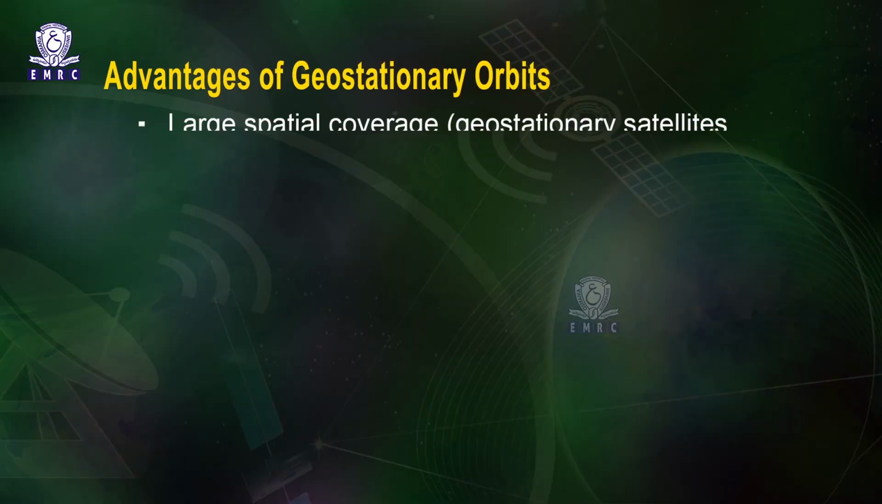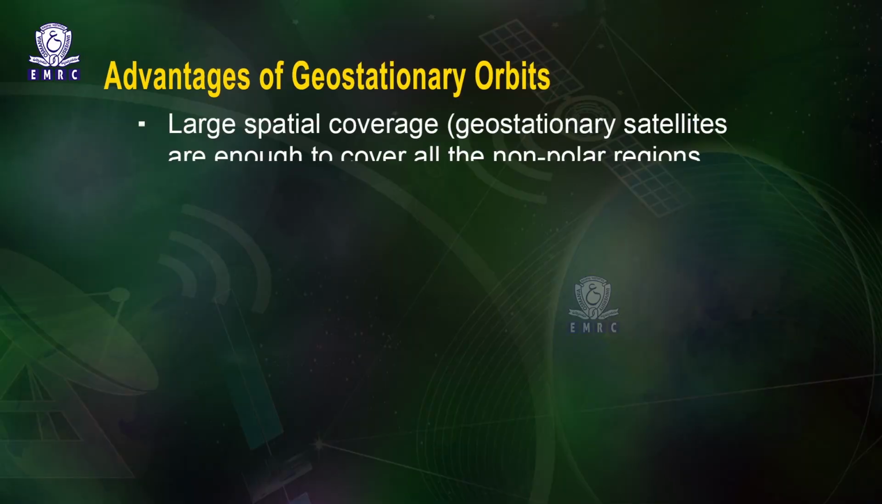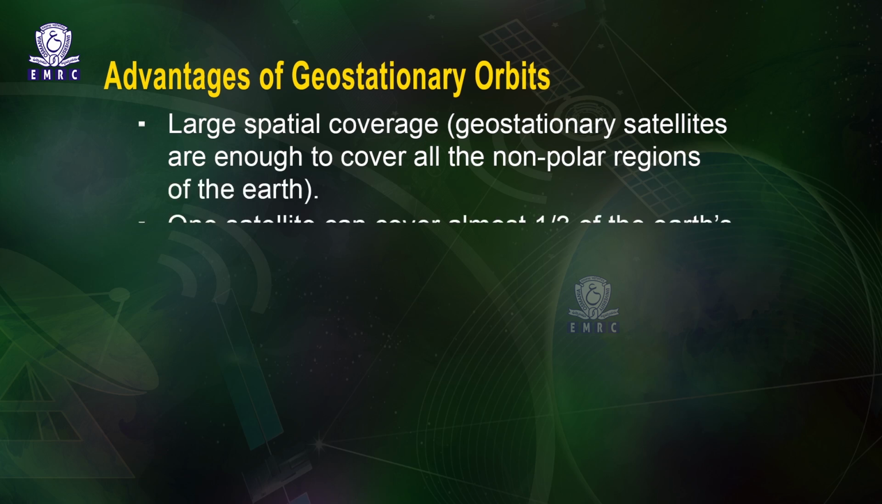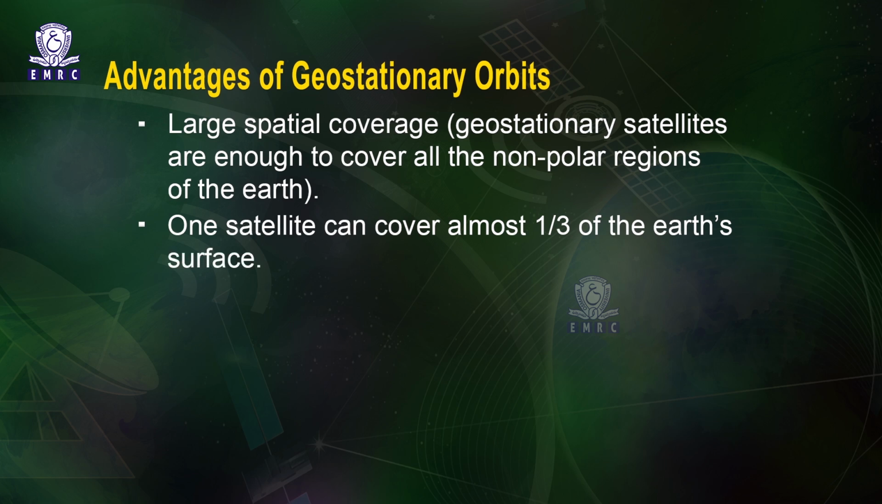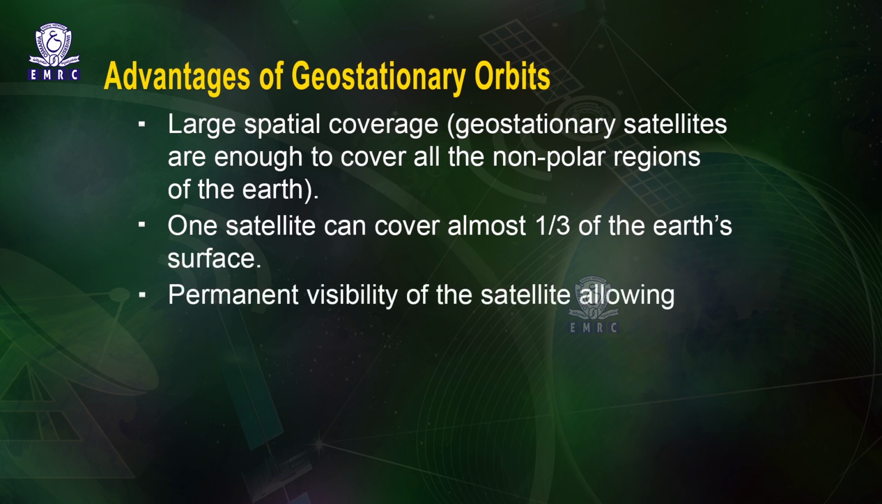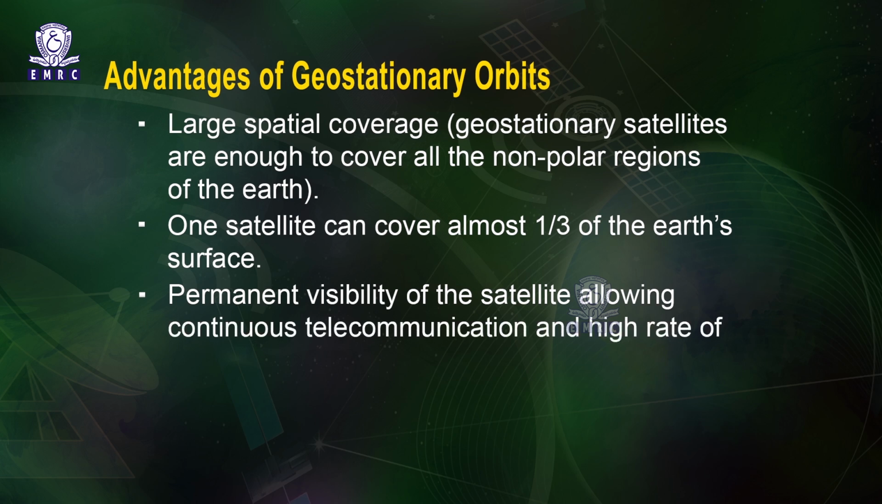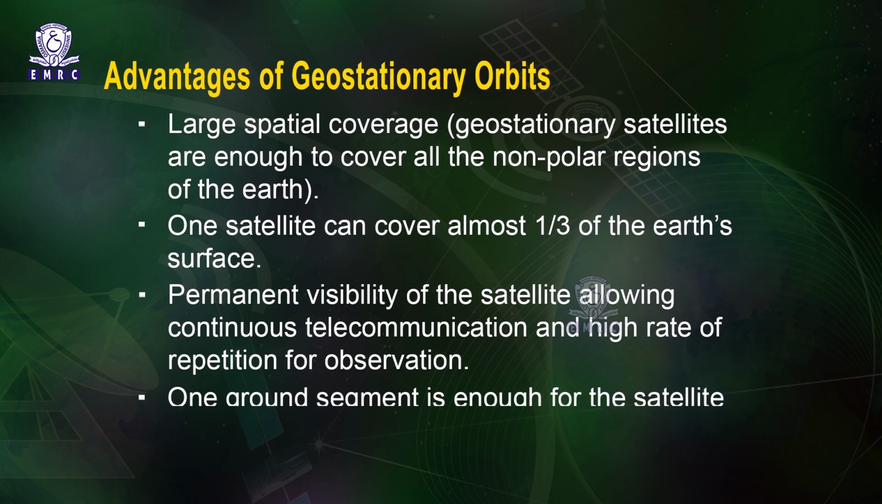Advantages of geostationary orbits are the following. Large spatial coverage: geostationary satellites are enough to cover all the non-polar regions of the Earth. One satellite can cover almost 1/3 of the Earth's surface. Permanent visibility of the satellite, allowing continuous telecommunication and high rate of repetition for observation. One ground segment is enough for the satellite monitoring.